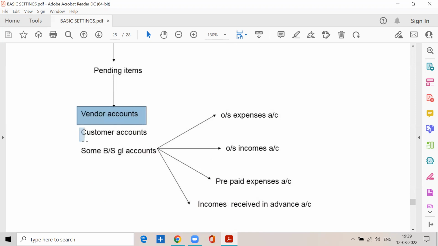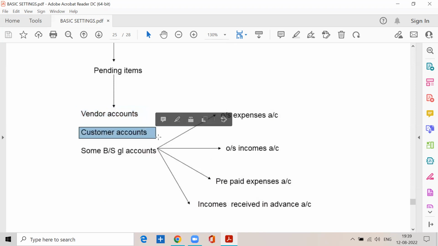So open items for customer accounts means today we sold some goods to a customer for 15 days credit. So we enter that sales invoice into system. Then system will debit the customer account and credit the sales account. In addition to debiting the customer account, the system will display this sales invoice in red color, meaning that it is open item. Again, meaning that that is pending for receipt.